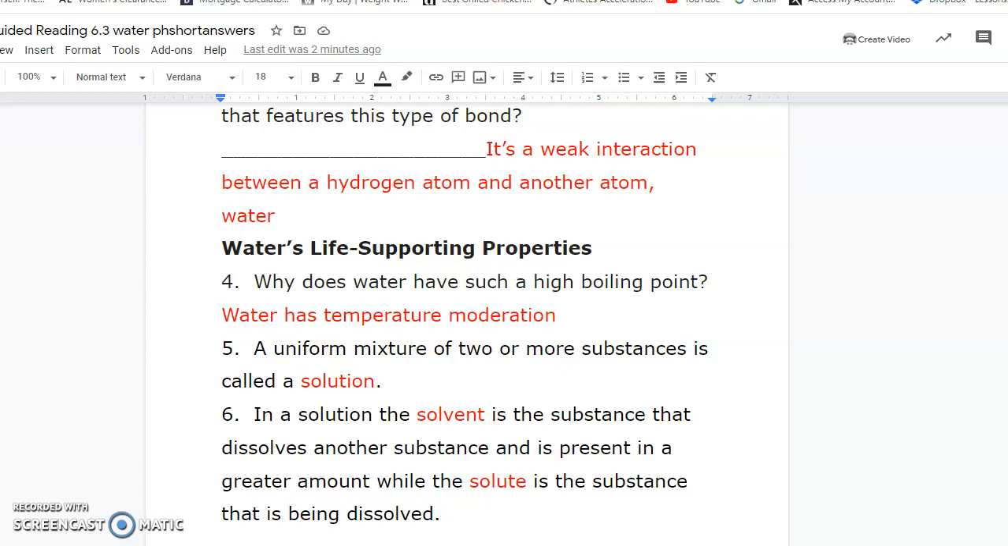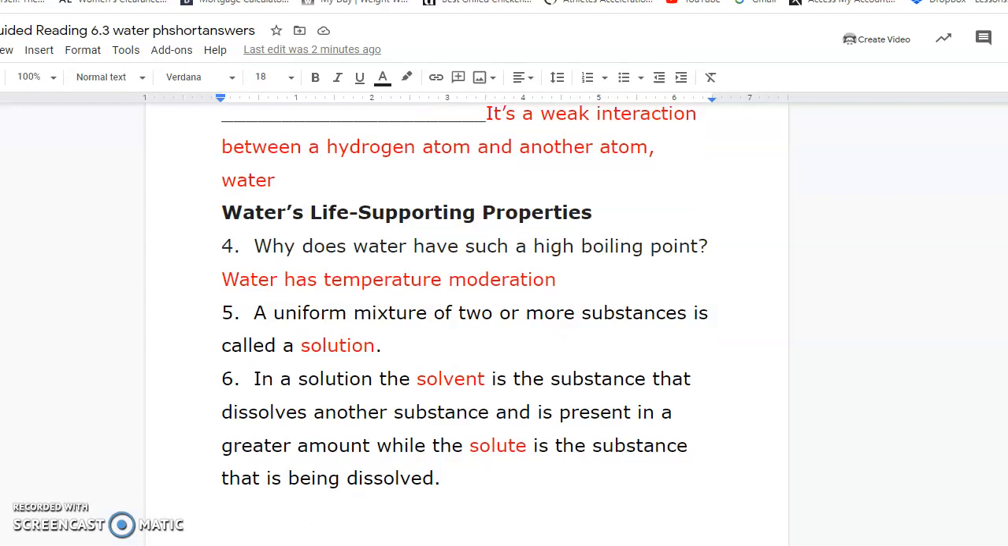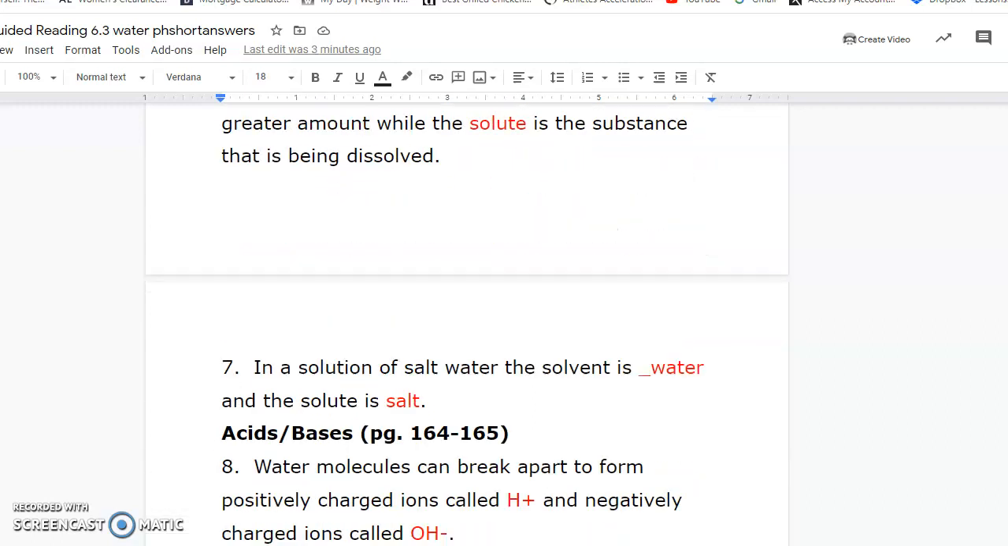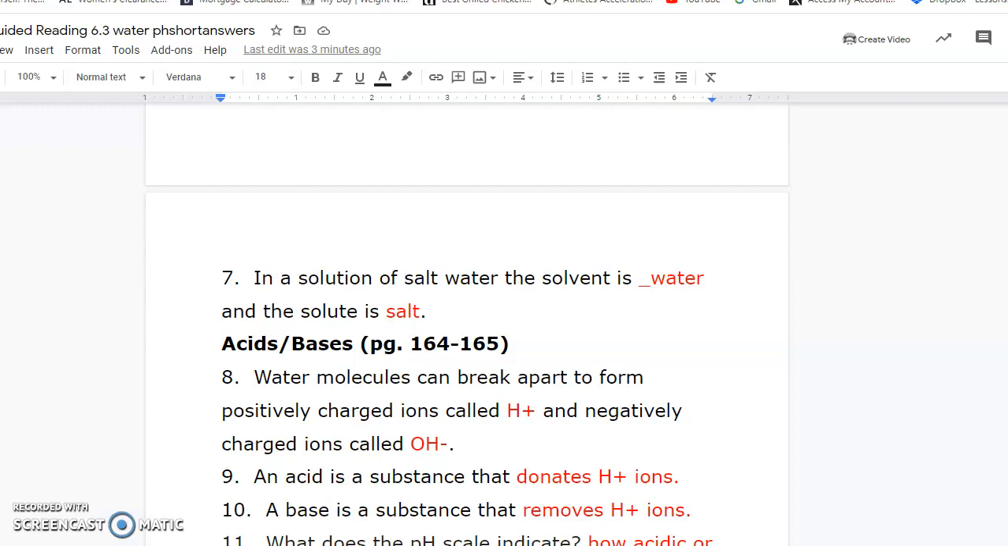Four, why does water have such a high boiling point? Water has temperature moderation. Remember, it doesn't like to change. Five, a uniform mixture of two or more substances is called a solution. Six, in a solution, the solvent is the substance that dissolves another substance and is present in a greater amount, while the solute is the substance that is being dissolved. In a solution of salt water, the solvent is water and the solute is salt.